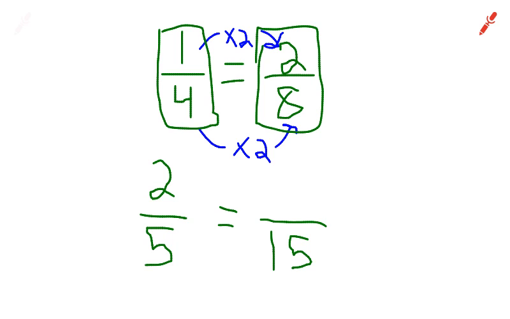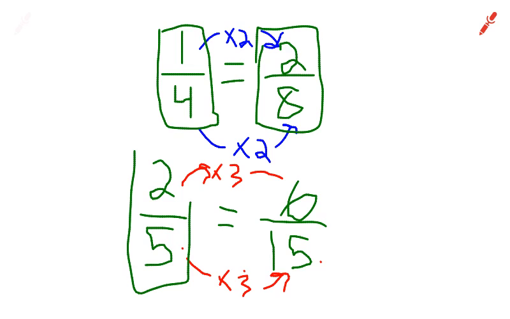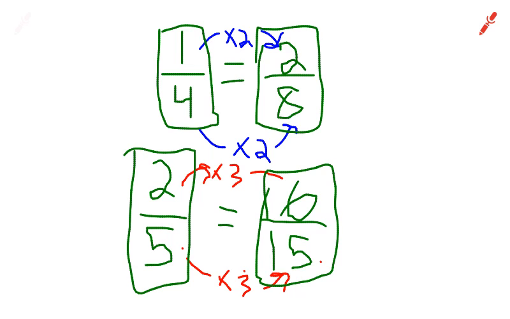Let's look at the other one here. I have 2/5. Well, I know 5 for my denominator times 3 equals 15. So I have to multiply the top by 3 as well. So my numerator of 2 times 3 gave me 6. So I know 2/5 is equivalent to 6/15. So just to review, hopefully you did well in those.